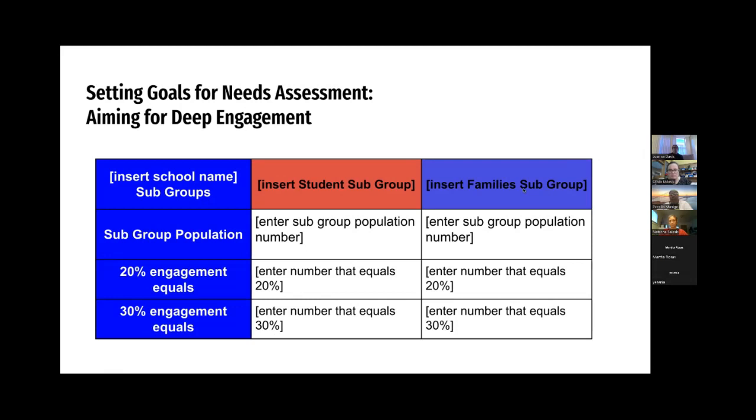You identify the family subgroup. Maybe it's family members of English language learners. You find out that total population number, and then you do the math, right? So this is really probably the more important part of the needs assessment, because it's getting you to identifying those subgroups that within your school do not typically get engaged, right? And being really clear who they are and how you're going to stay really focused in making sure you're engaging them.